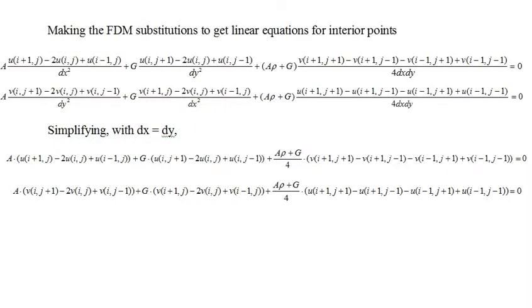We make the Fdm substitutions for the partial derivatives of the displacement functions. This is all by rote, a cookbook procedure. Finally, with dx equaling dy, we can simplify the model as shown. We're now ready to work some examples, but we'll save that for the next video.